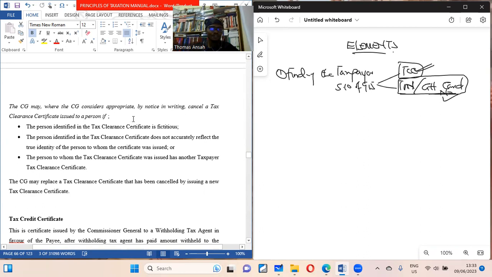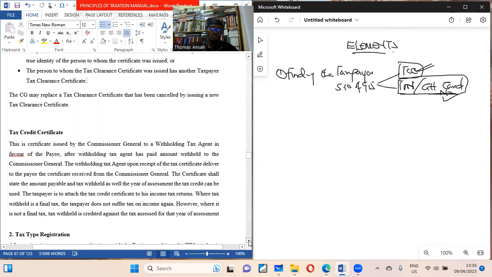If it is identified that the person who has the tax clearance certificate is using it fictitiously, or if it does not accurately reflect the true identity of the person it was issued to, or if the tax clearance was issued to another taxpayer, in these cases the Commissioner can call it back, just as with the TIN.